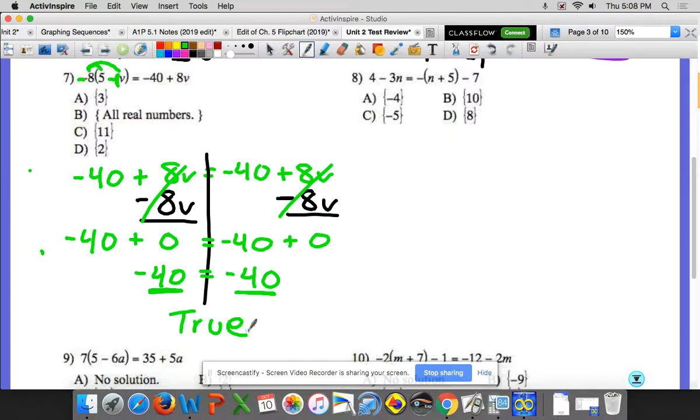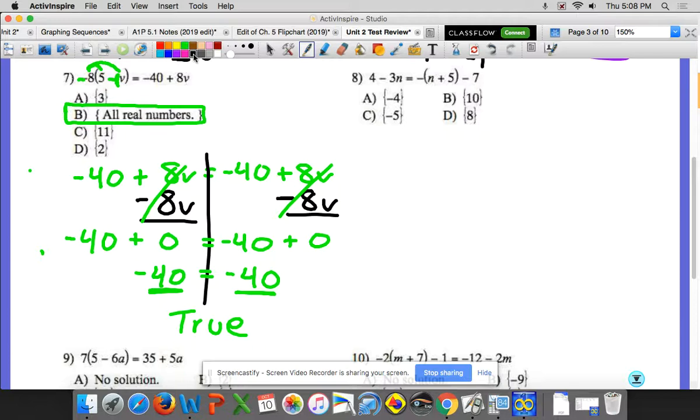And anytime we have a true statement, what that means is anything you plug in for the variable will work. And so since that's the case, all numbers or all real numbers would be your answer. Those would work. Okay, so let's move over here to number 8.